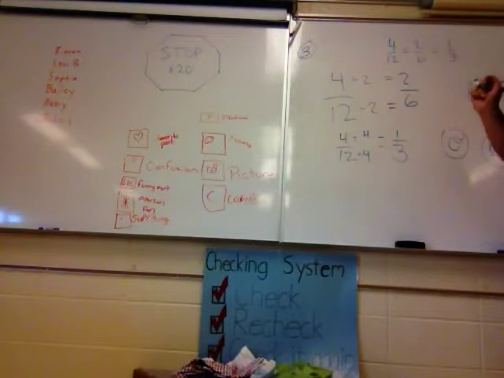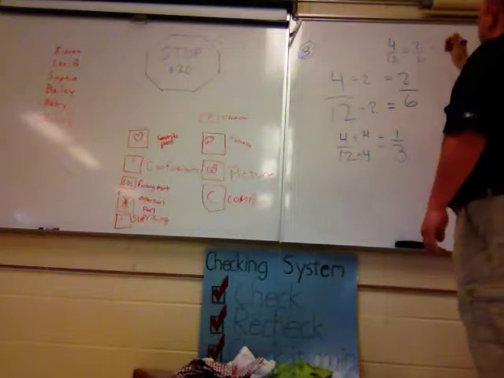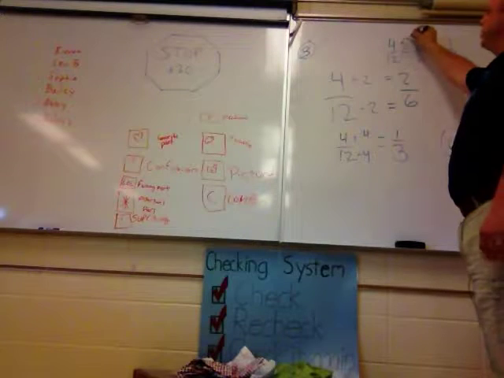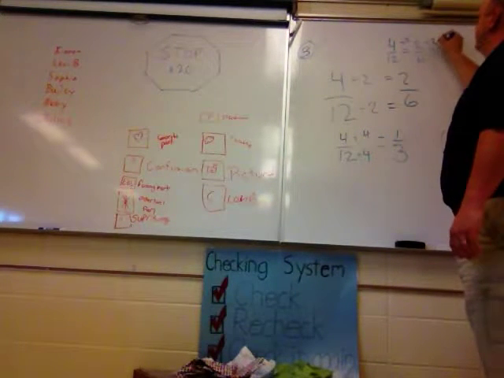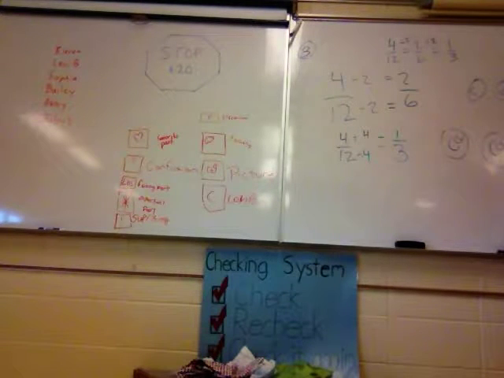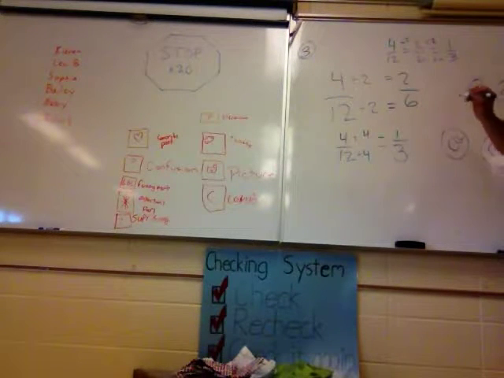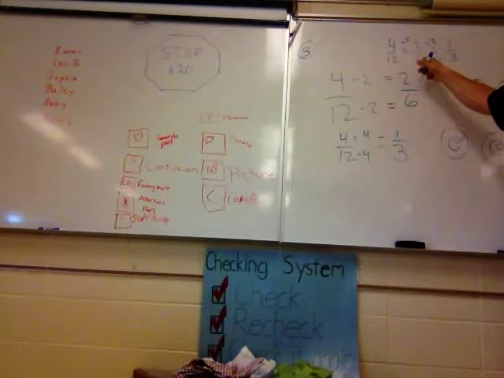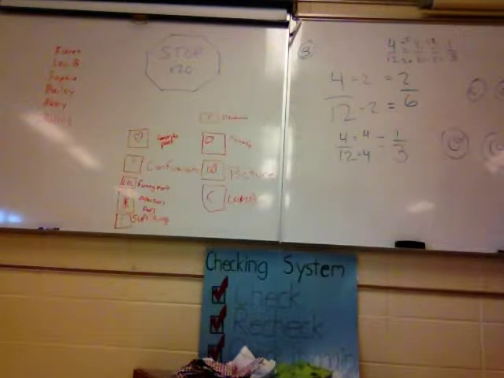I'm going to show you something neat. On the top, I'm going to show you how we did it with division. 4 divided by 2 gave us 2. 2 divided by 2 gave us 1. Let's look at it for multiplication though. 3 times 2 gives us 6. 6 times 2 gives us 12.